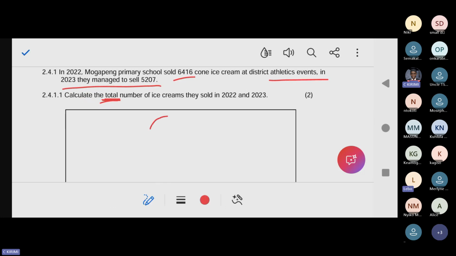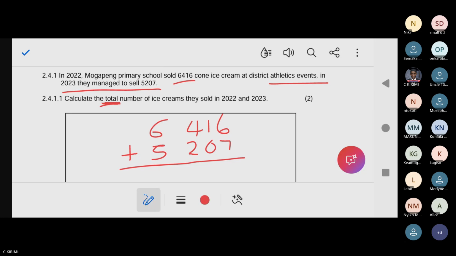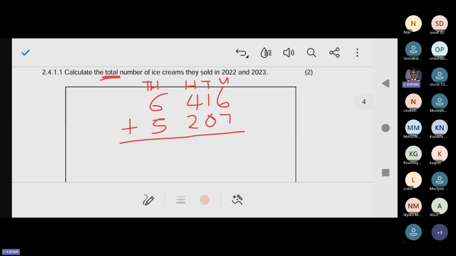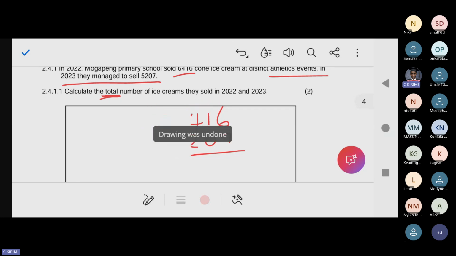We are going to add 6,416 plus 5,207. So when you add, you use your vertical column method, where you group your thousands on their own. These are your hundreds, tens, and units. You must not forget. Make sure your numbers are straight vertical. They are not in zigzag format. So you add your numbers in that format, vertical column method. All right.